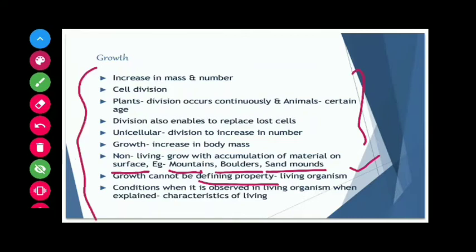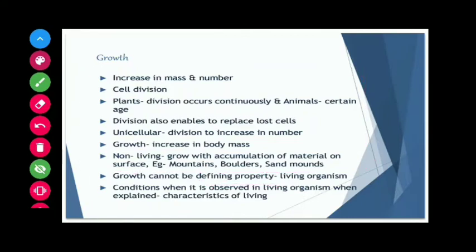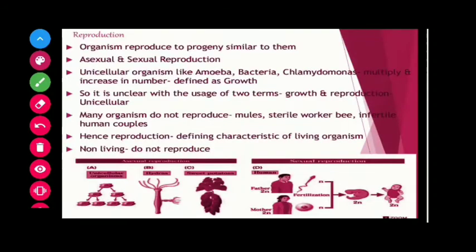Second point which comes to our mind is reproduction. Reproduction is one of the most important characteristics of living organisms. Living organisms reproduce asexually as well as sexually. Two different modes of reproduction take place in living organisms. First one is the asexual mode or sexual mode of reproduction. Sexual reproduction means production of progeny possessing features more or less similar to those of parents.